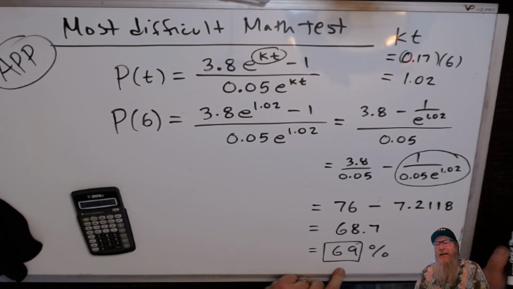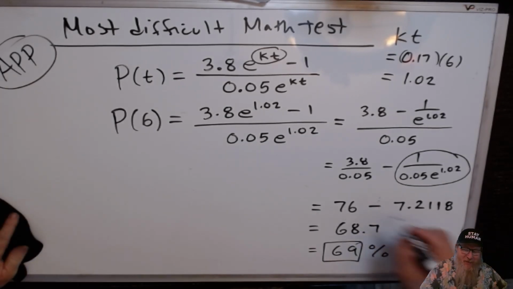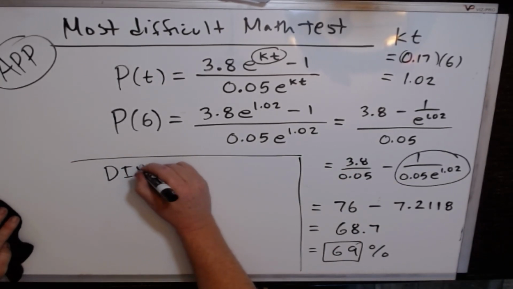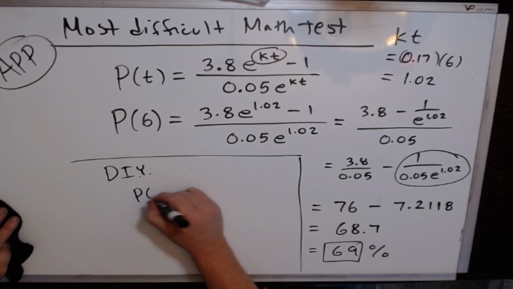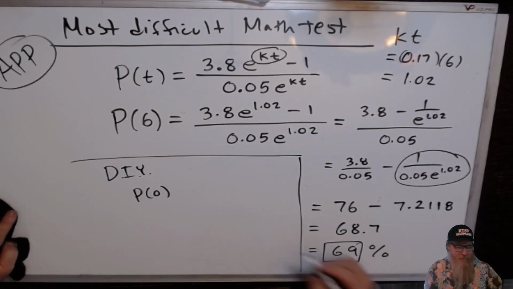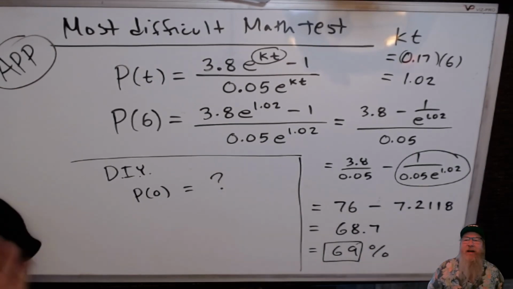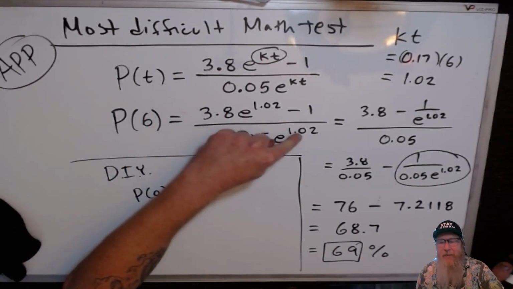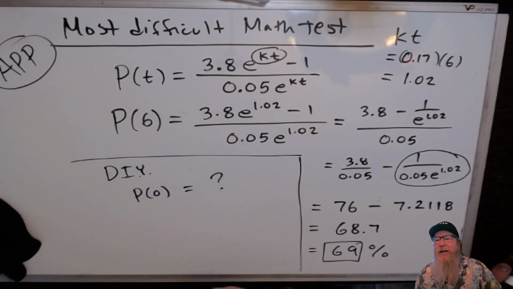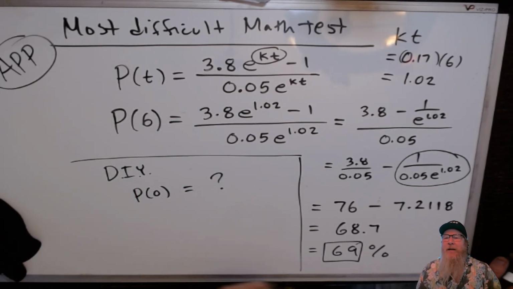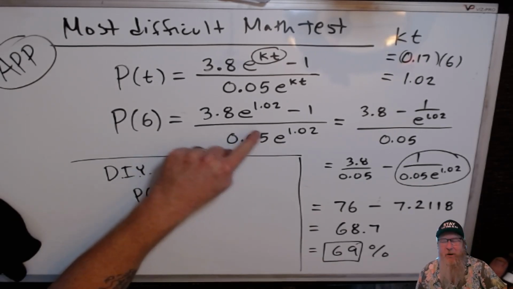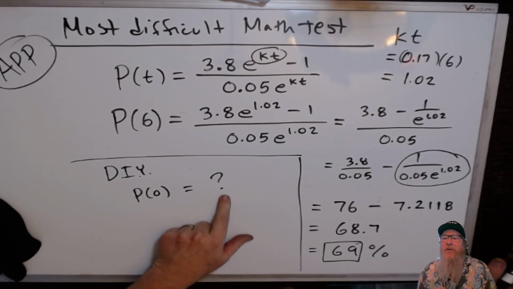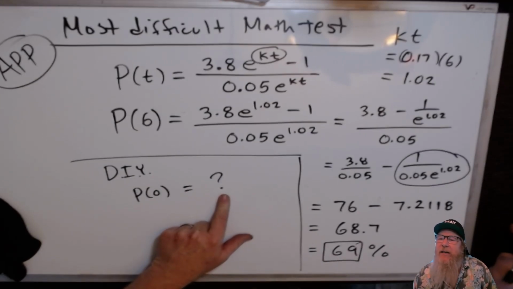I'm going to have to wrap this up now, but there's a couple things I want you to do on your own. So this is what I call the DIY. If you plug in 0, I'm going to leave that for you to do. It's pretty easy. Just plug 0 in everywhere there's a power. This problem will get very easy very quickly. Remember, e to the 0 power becomes 1. So plug that in. This will tell you the score you would get if you didn't study at all.